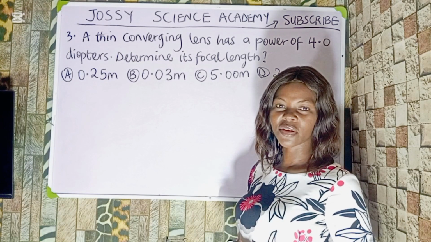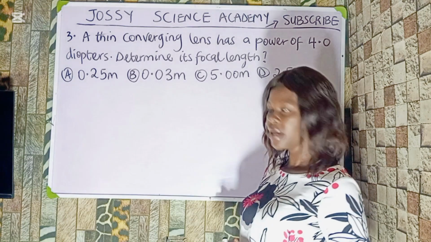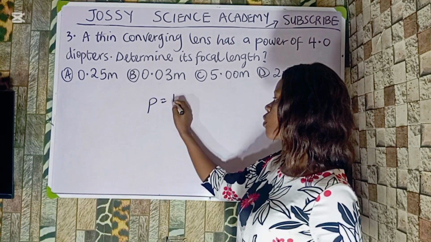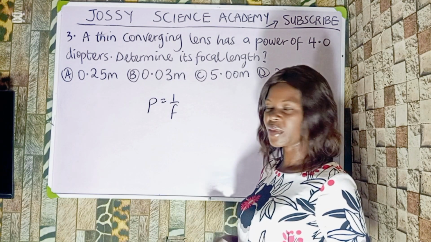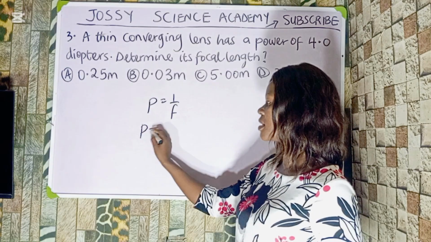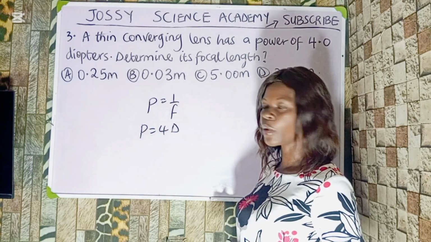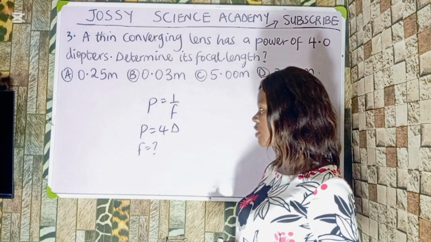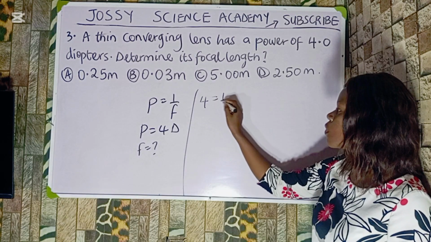Now you must understand the relationship connecting the power and the focal length. Okay, and that relationship is what? The power is equal to 1 over f. Power is measured in diopters, and in this question we are given the power to be 4 diopters, right? We are asked to find the focal length, which is what we are looking for, simply by substituting into the formula by saying that 4 is equal to 1 over f.